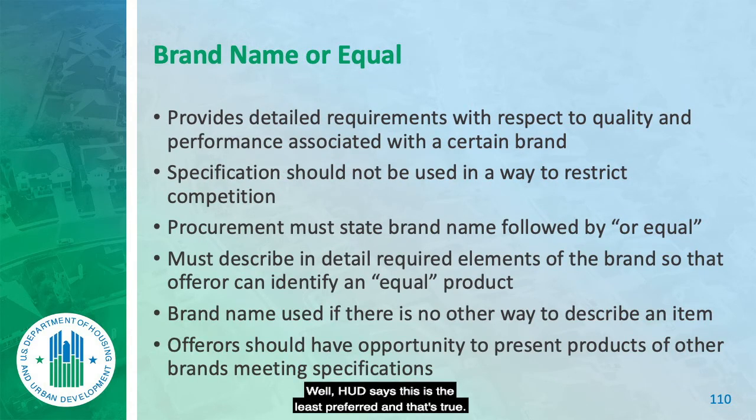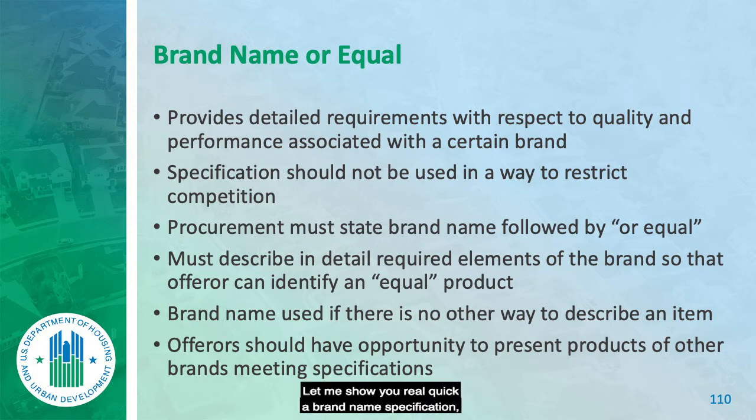Brand name or equal. Well, HUD says this is the least preferred, and that's true. They said so in the handbook. However, it's hard to avoid because we can't go into design to buy tools, and we go partially. Brand names will bring design and performance specs in together. But we always put the word equal, so we list a model number, and then we have an or equal spec that says these are the tolerances and the ranges. You have to be within a reasonable area of these.